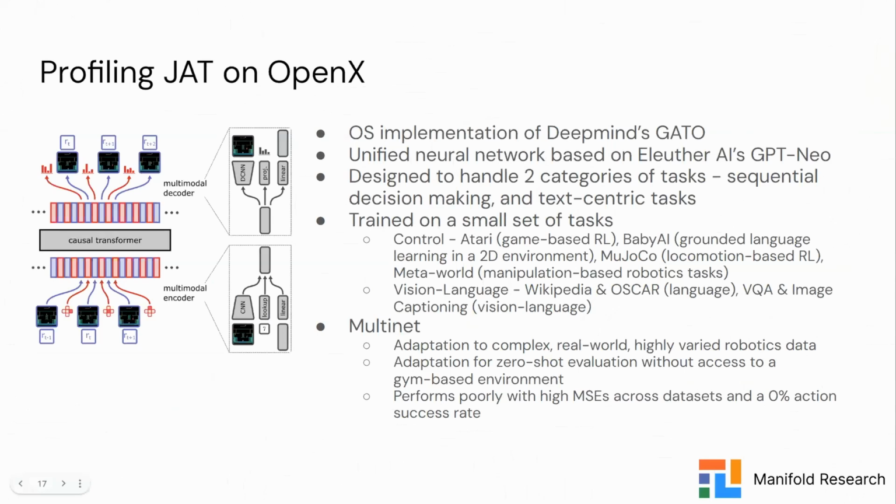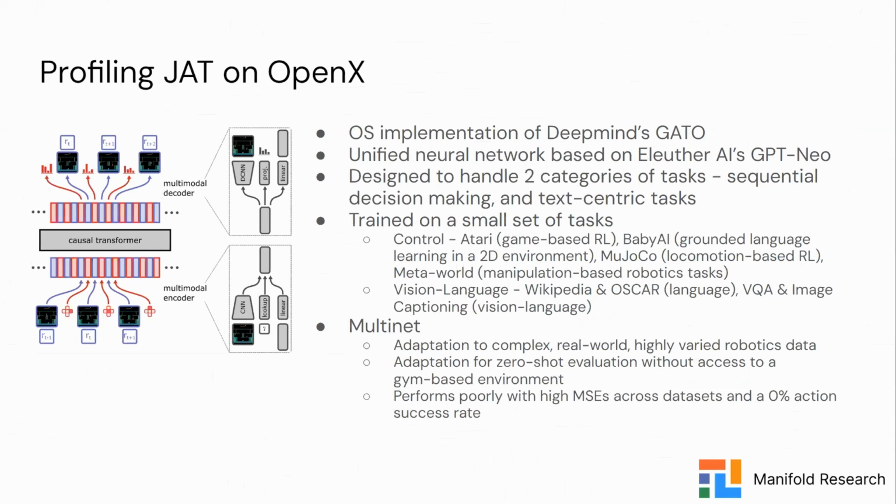Yep. So I'll be talking about JAT, and then Kyle and Locke, who've been doing some incredible work in this project as well, will be talking about the GPT and the OpenVLA effort. So JAT, like I said earlier, was Jack of All Trades, an open source implementation of Gato by the Hugging Face team. It's a singular neural network architecture based on EleutherAI's GPT-Neo, and it's quite a small model, around 100 to 200 million parameters or so.